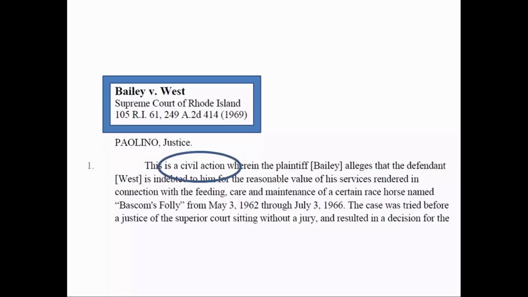Let's look at the first line of the court's opinion. What is a civil action? I'll give you a hint. The answer here, at least, doesn't involve John Travolta. It's any non-criminal lawsuit. Criminal actions are those that are instituted by the state for violations of penal codes.